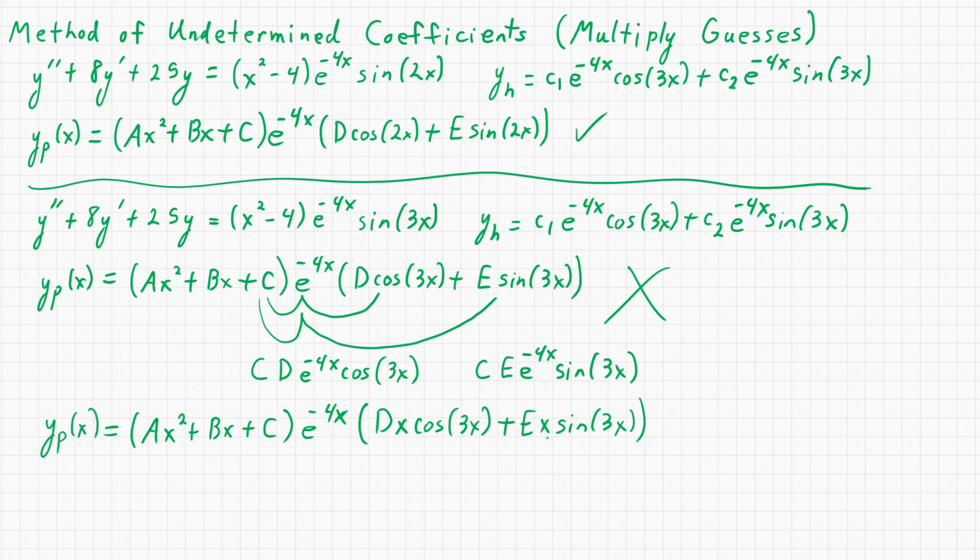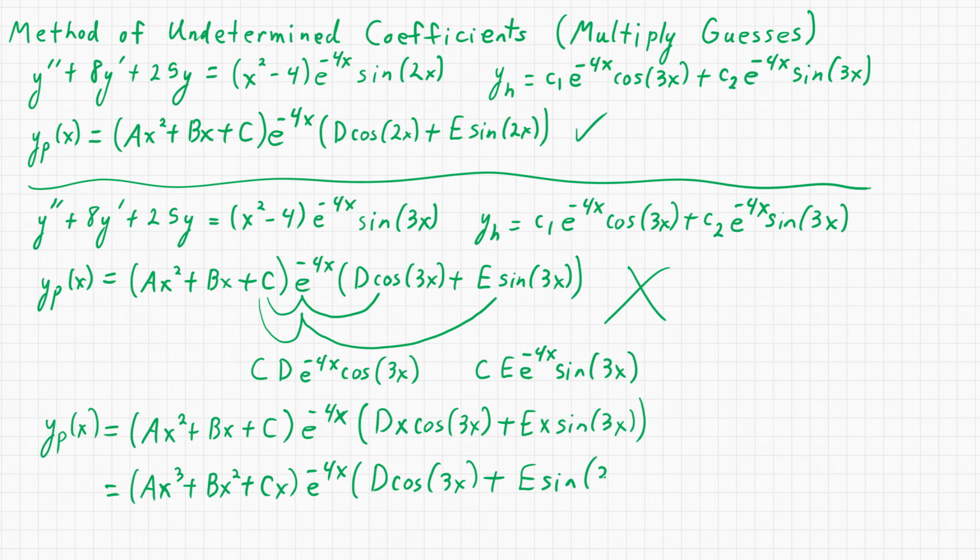Intuitively, that's how I would do it in my head, but if I were to actually go through and do this problem, it would be a lot of product rules. If I were, I'd probably take this x and put it into the polynomial, because that would be a few less product rules. So equivalently, you could write ax cubed plus bx squared plus cx times e to the negative 4x times d cosine of 3x plus e sine of 3x. They'll end up giving you an equivalent form.